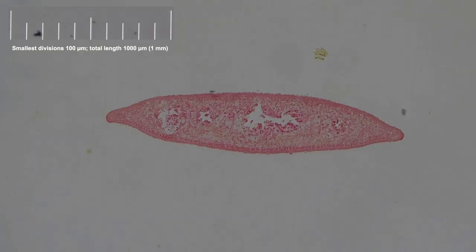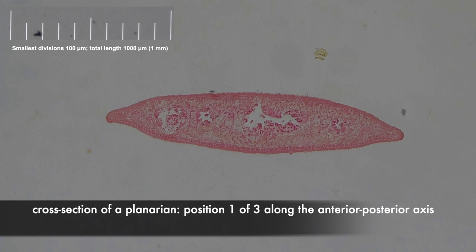We can also look at these in cross-section. Here are sections taken at three different points along the anterior-posterior axis.